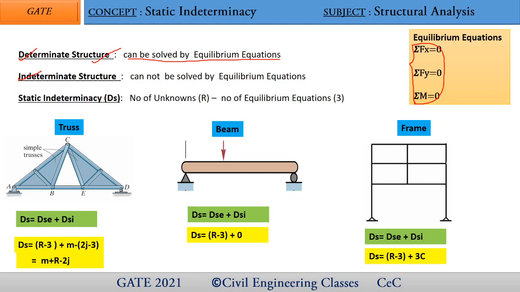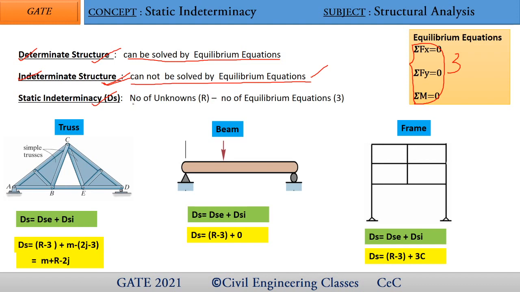Next, indeterminate structure. If the structure cannot be solved by equilibrium equations alone, then it is called an indeterminate structure. It means that we need some extra equations here. So these three equations are not sufficient to get the structure details. So that is called an indeterminate structure. So how to find out that indeterminacy? That is called static indeterminacy.